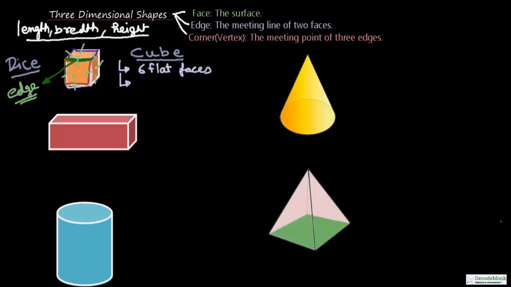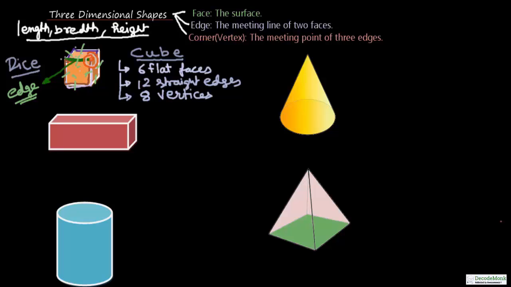So there are 12 straight edges, and vertices. What are vertices? Vertices means the meeting point of three edges. So this green color is one edge, blue color is one edge, and this brown color is another edge. So here is the meeting point. Let me draw that. This is the meeting point of the three edges, and this is called the corner or the vertex.